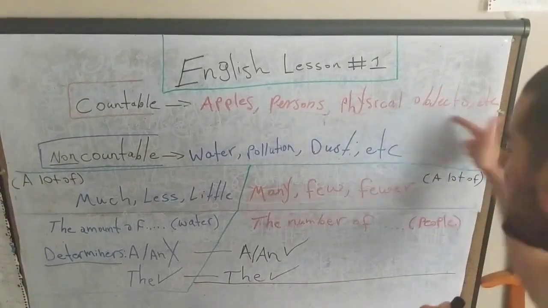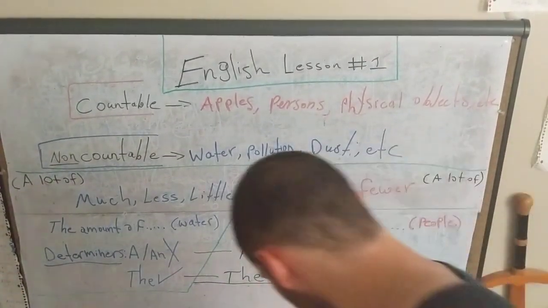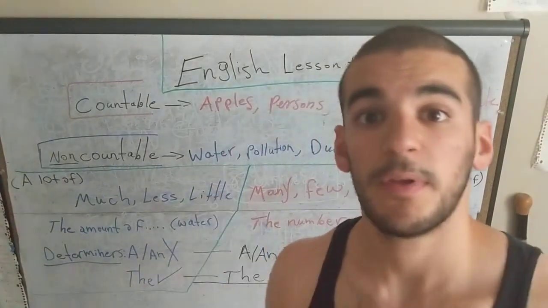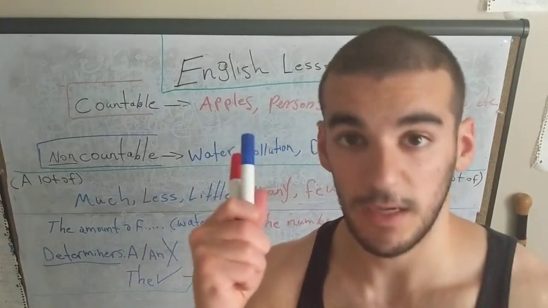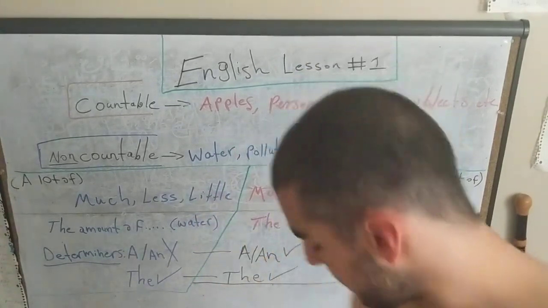You have any sort of physical object that you can count. Take my pens, for example. I have 1 pen, 2 pens, and 3 pens. I can physically count that I have 3 pens, okay?